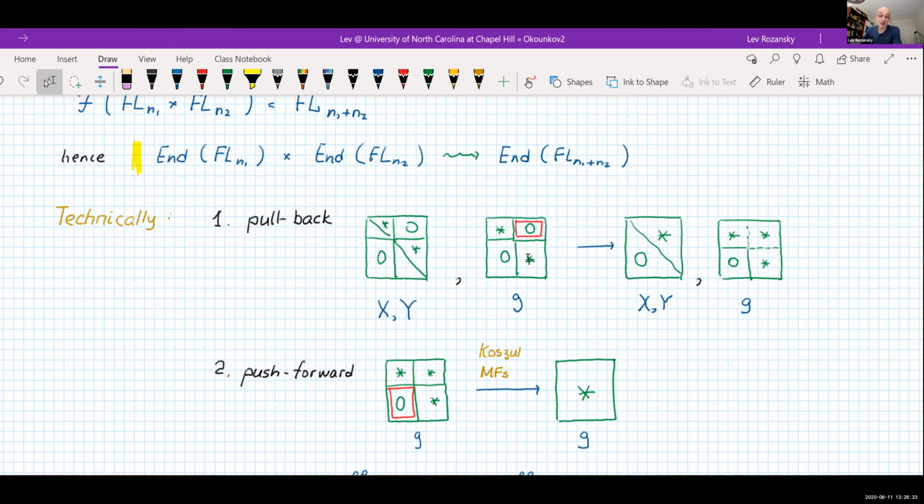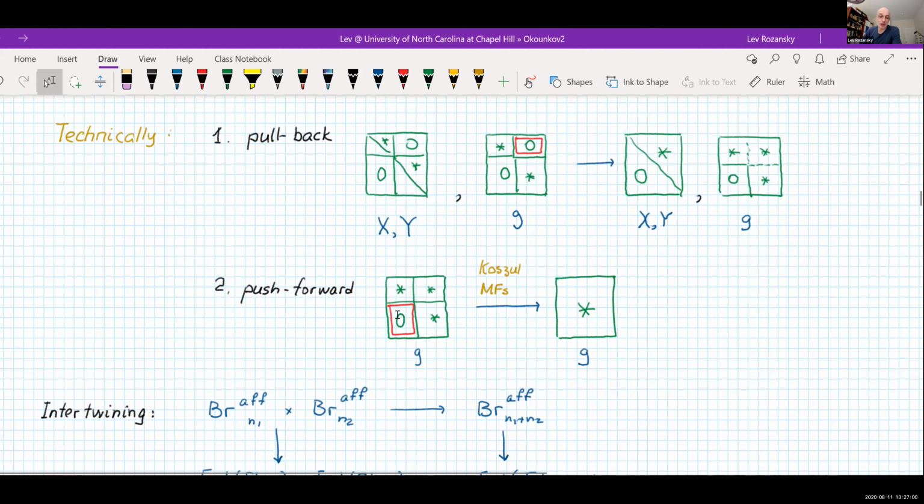So first of all, you perform a pullback. You allow matrices X and Y to have upper right matrix elements. They will not enter in the superpotential. And also you allow matrix G to have upper right entries arbitrarily. They will not enter in W. So it's a very easy pullback. And after that, you have to push forward to allow matrix G to have lower triangular elements. And this is done with the help of Koszul.